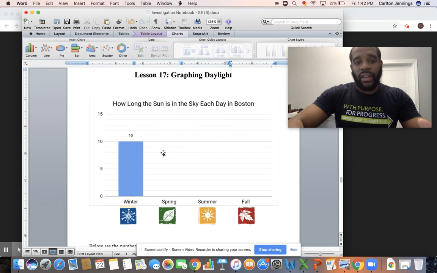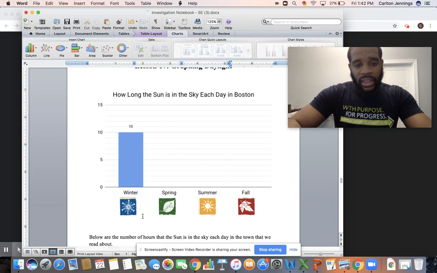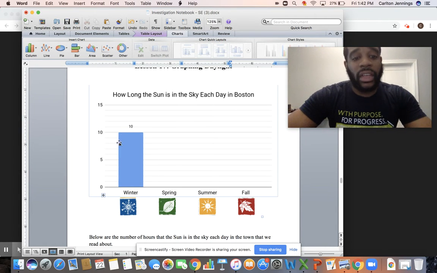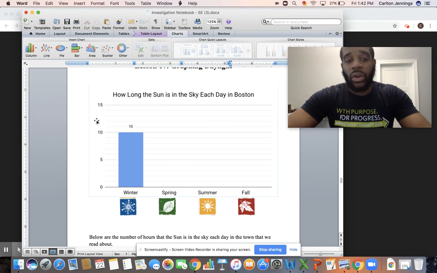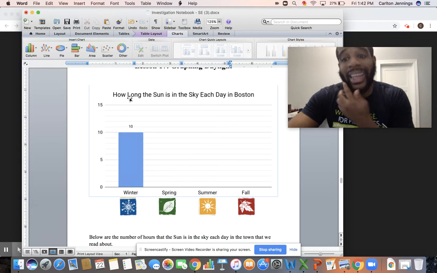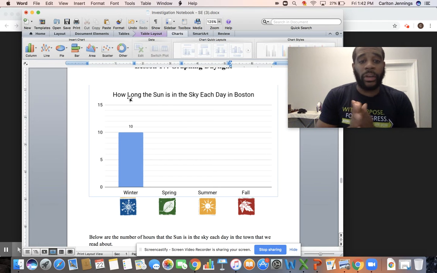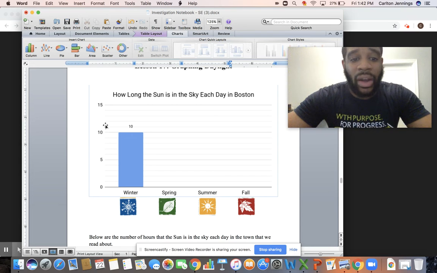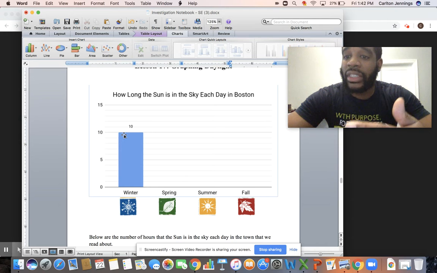The graph has winter, spring, summer, fall at the bottom. This is the winter graph. This is the hours the sun was up. So we use this part on this side to figure out how many hours the sun was up. We have 0, 5, 10, 15, and this tells us how long the sun was in the sky each day in Boston. Our first one is winter. In winter, the sun was up for 10 hours. So we see that this bar goes all the way up to 10, and this shows us how many hours the sun is up in Boston in the winter.